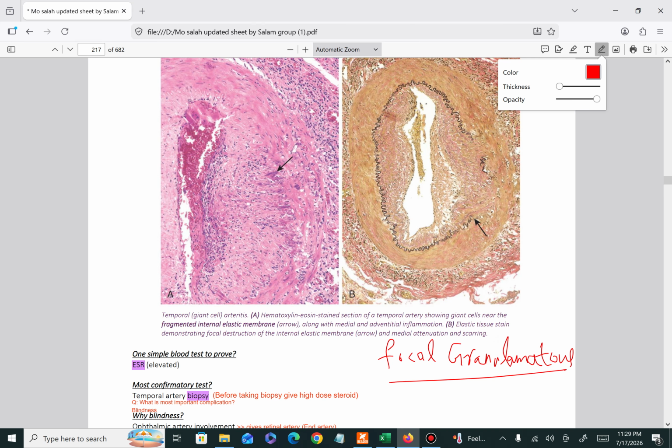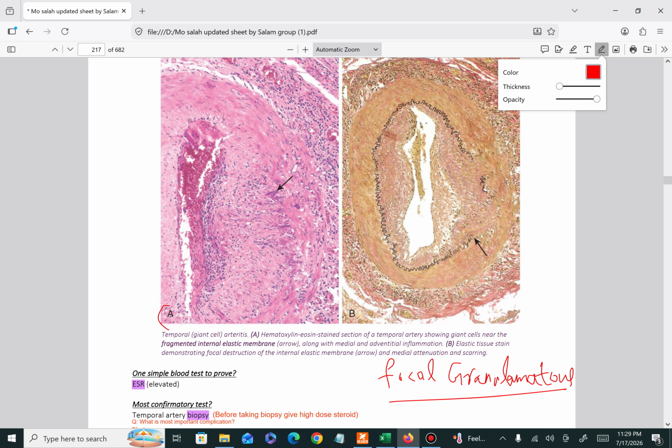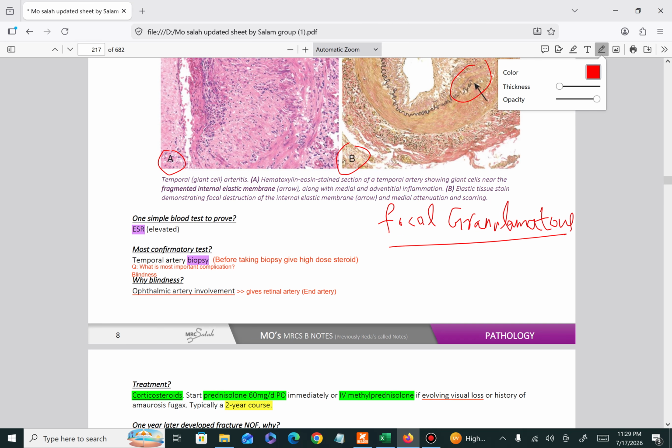So in this microscopic picture you can see the giant cells near the fragmented elastic membrane. Okay, so these are the giant cells near the fragmented internal elastic membrane. Then in picture B you can also see the destruction of the internal elastic membrane. There is focal destruction. Okay, so this is focal granulomatous inflammation.